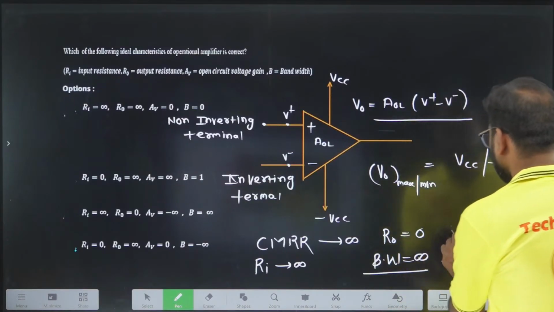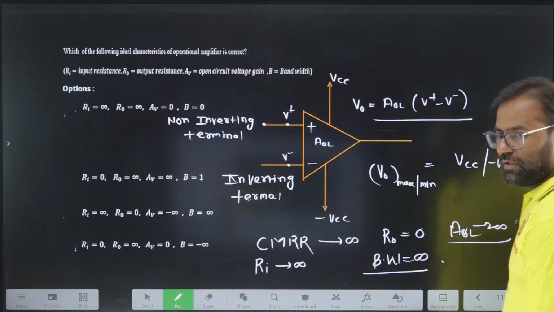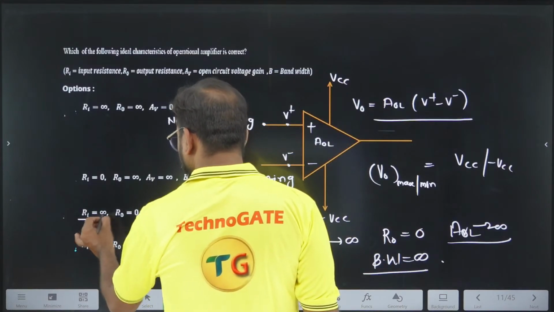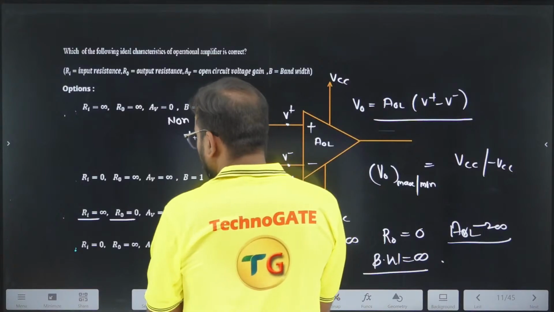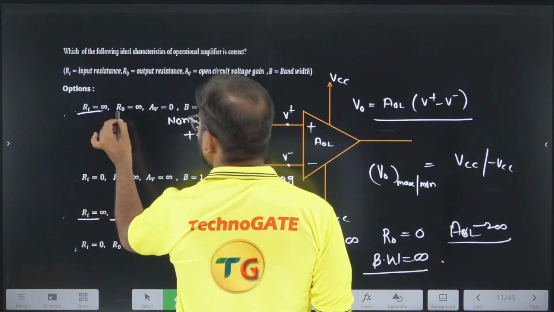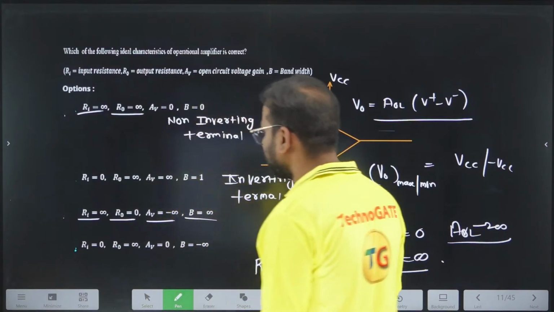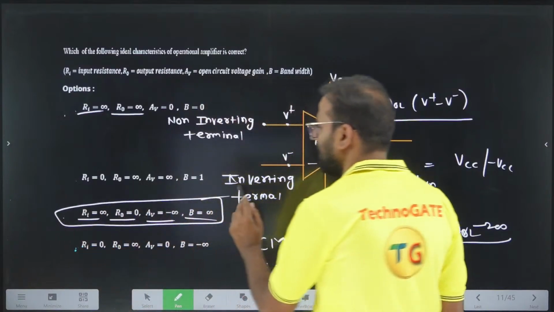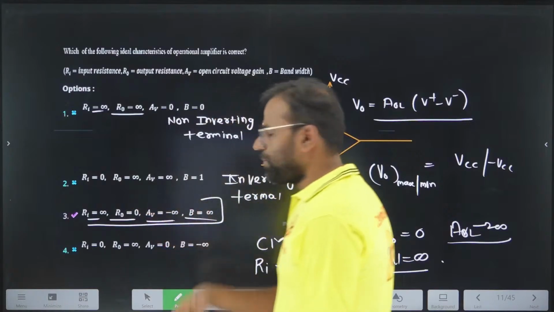What is the voltage gain? The voltage gain is also infinity. Open loop voltage gain is also infinity. So for an ideal op-amp, input resistance is infinite, output resistance is 0, AV is equal to infinity, and bandwidth is equal to infinity. Okay, so which option is correct here? The C option is correct here.